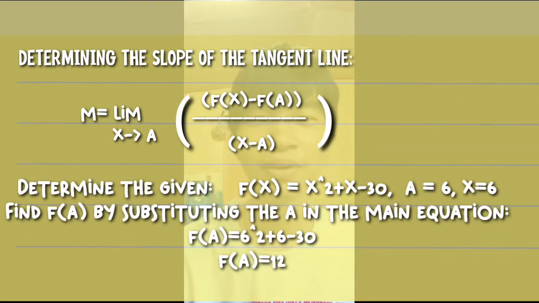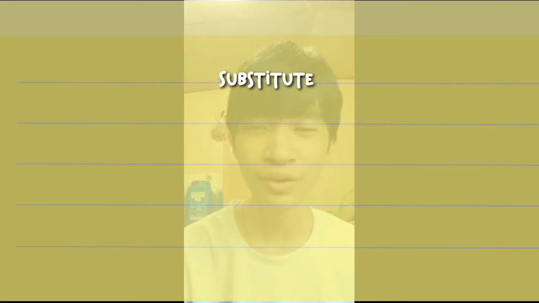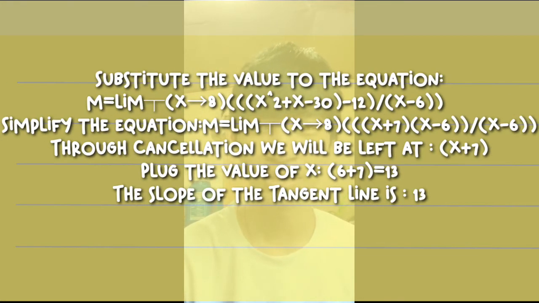Another example will be the parabola x squared plus x minus 30, given that x is equal to 6. To find the function of a, we simply need to substitute the value of x into the function of x. We now know that the value of the function of a is equal to 12. Continuing, substitute the function of x of the parabola, the function of a, and the a.